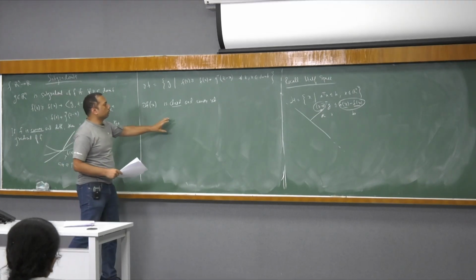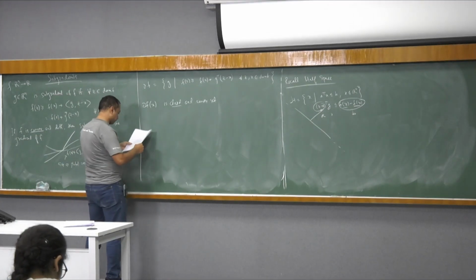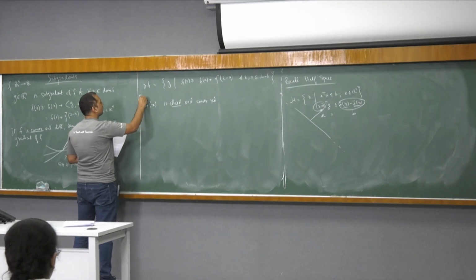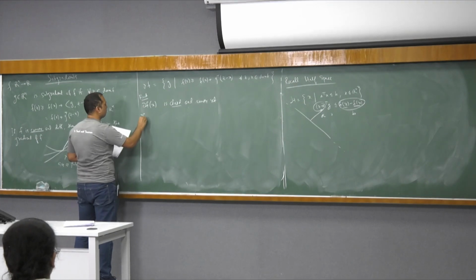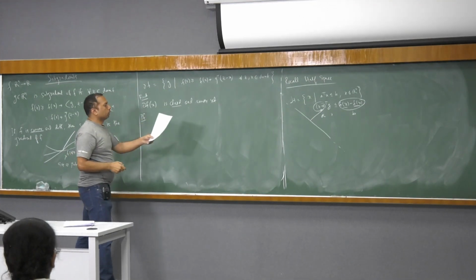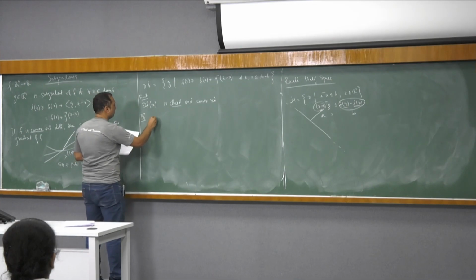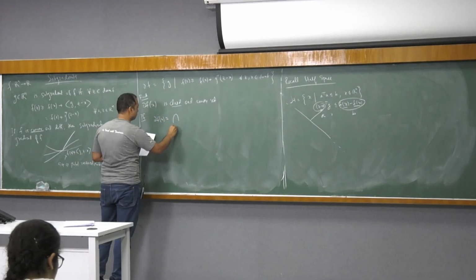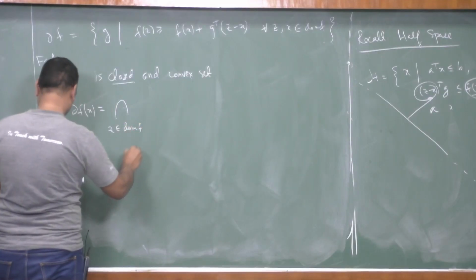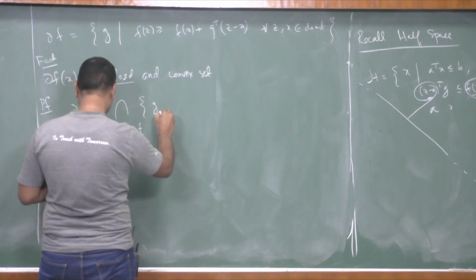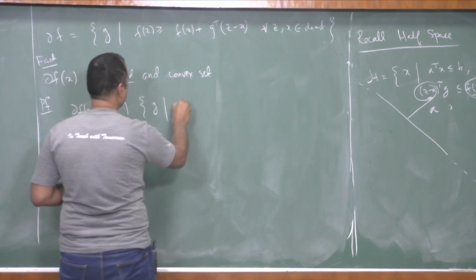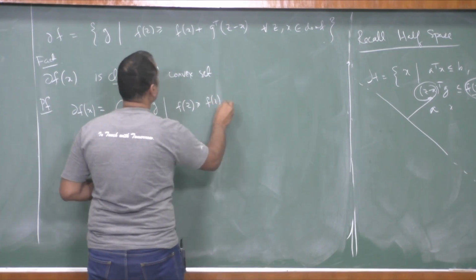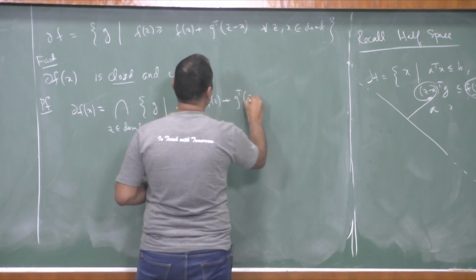So let me write that down now. So this is a fact, and the proof of this fact comes from the fact that we will write this as an intersection, right? So del f(x) is the intersection over z in the domain of f, and this is over all g such that f(z) is greater than or equal to f(x) plus g transpose (z minus x).